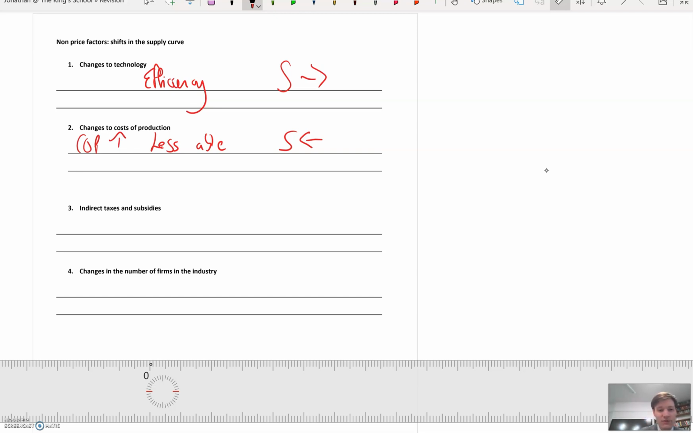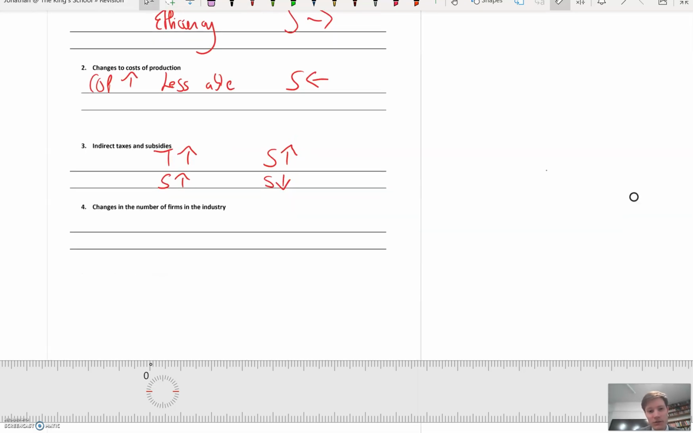Indirect taxes and subsidies. Well, if you put a tax up, then supply is going to be shifted up. That's going to mean you're going to have less output in the industry, and if subsidies go up, your supply is going to go down, and that's another unit to think about later on.